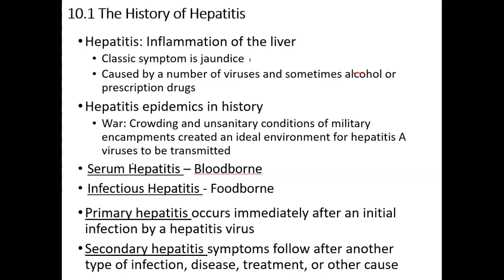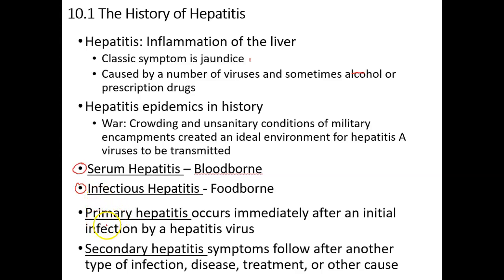Now, we've got two broad categories of hepatitis. Serum hepatitis is bloodborne, and these viruses are transmitted through sharing needles or any other type of blood-to-blood contact, could be sexual contact. Infectious hepatitis is through contaminated food or water. Now, I really do not like the term infectious hepatitis because your bloodborne hepatitis are also infectious, right, if you have blood-to-blood contact. But this is the vocabulary that's been historically used.